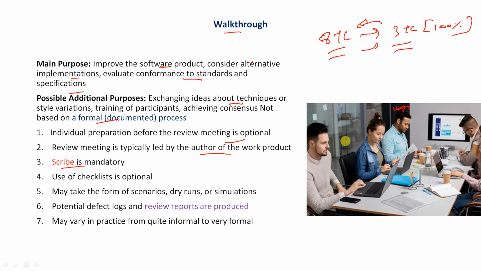Scribe is mandatory. Yeah, see, your boss. So he should be there. He's not a boss, but he's a recorder. He is recording the things. Users checklist is optional. Checklist is optional. It may take the forms of scenarios like dry runs or simulations. Potential defects log and the review reports are produced.